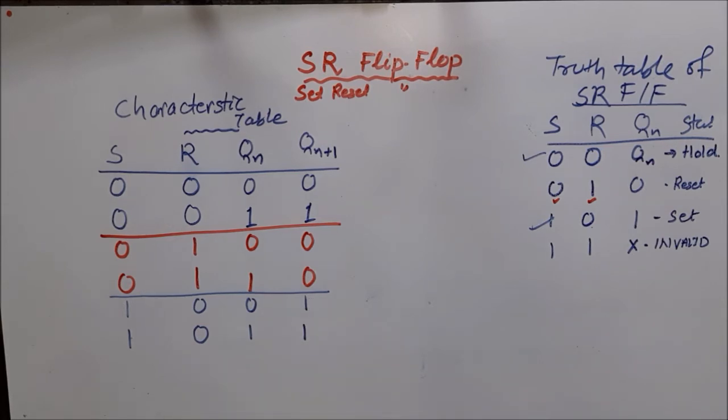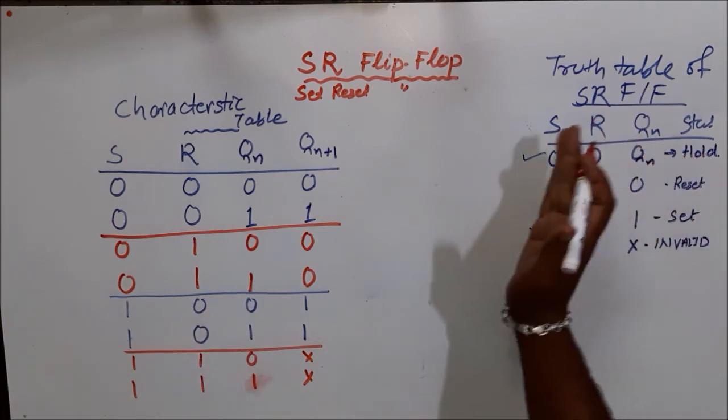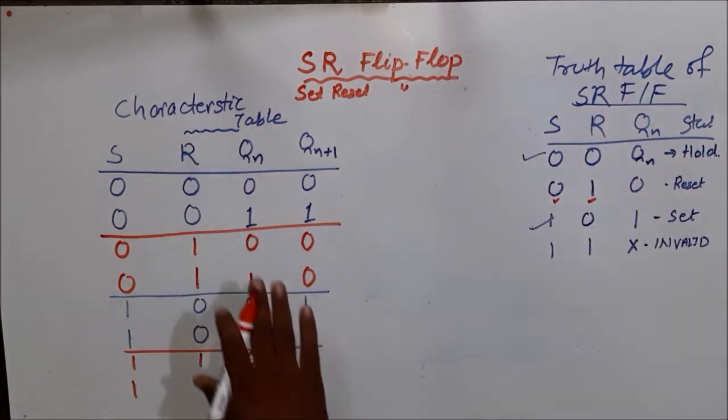Clear? Likewise, for another combination, 1 and 1, I do not know the previous state, 0 or 1. I have no idea, na? And for any combination of previous state, if my S and R are 1 and 1, the next state will be an invalid state. I should not bother about this. So from this truth table, we extended it to get the characteristic table.